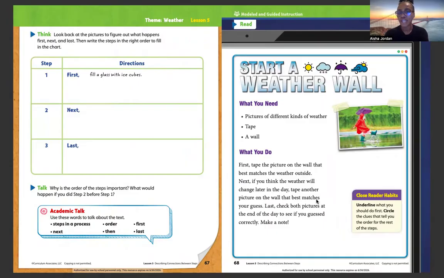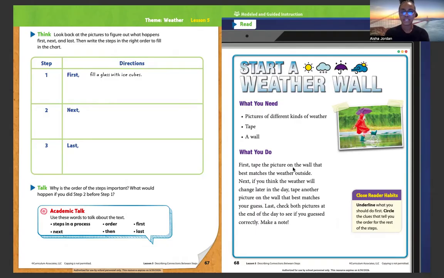When you're done with that, I want you to turn to page 68 and read Start a Weather Wall. And by the way, it would be really cool if you actually started your own weather wall. I would love to see that. But start your own weather wall, read that. If you have the book, underline the steps that you see in it. Look for the words that sequence text like first, next, then, last.